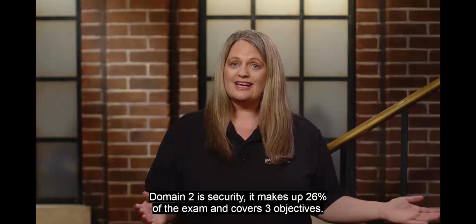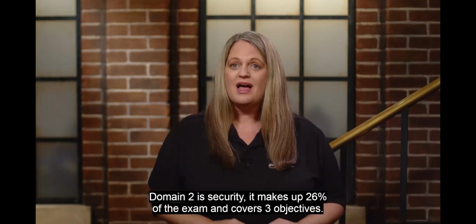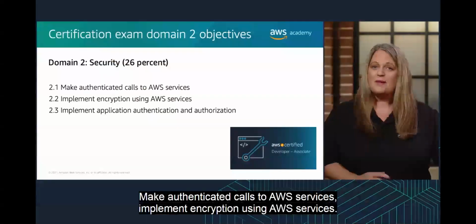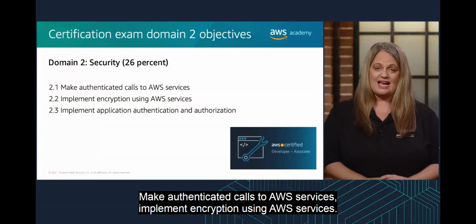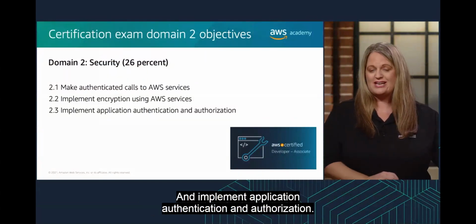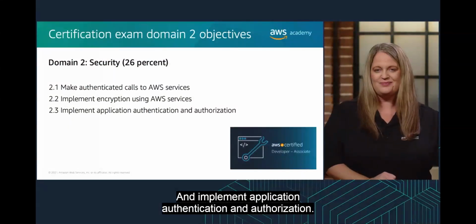Domain 2 is security. It makes up 26% of the exam and covers 3 objectives. Make authenticated calls to AWS services. Implement encryption using AWS services, and implement application authentication and authorization.